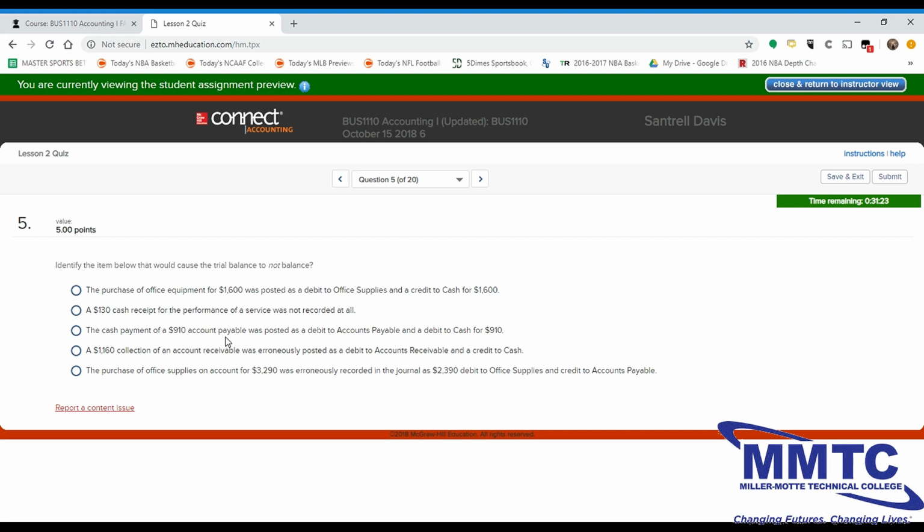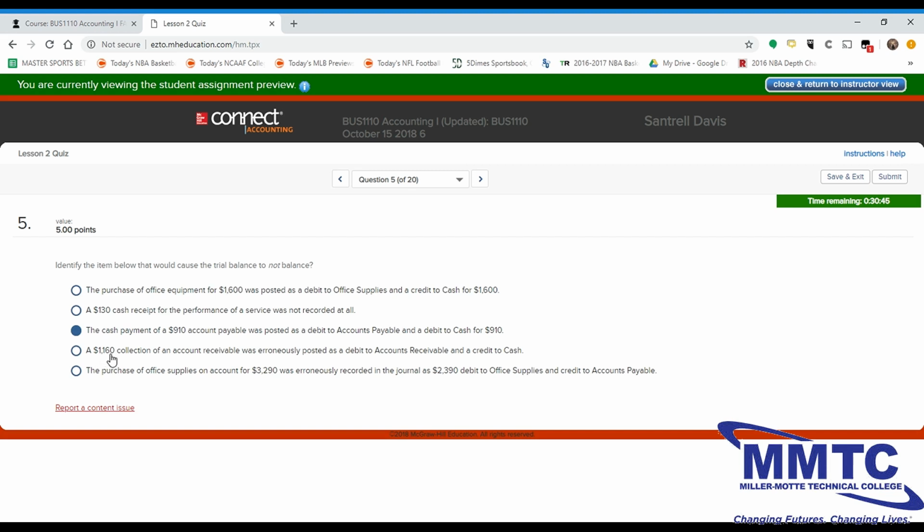The cash payment of $910 on account payable was posted as a debit to accounts payable and a debit to cash for $910. Uh-oh. We just did a transaction where we did what? Twice. You debited twice within that transaction. It doesn't even really matter what accounts you use. You just broke the principle of double entry. You did a debit and a debit, not a debit and a credit. So that should be wrong. We're going to click that one, but I want you to go ahead and read what's left.